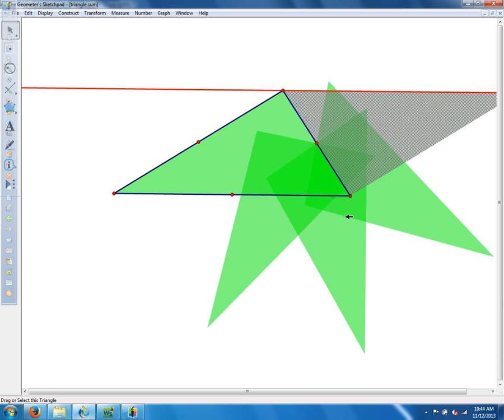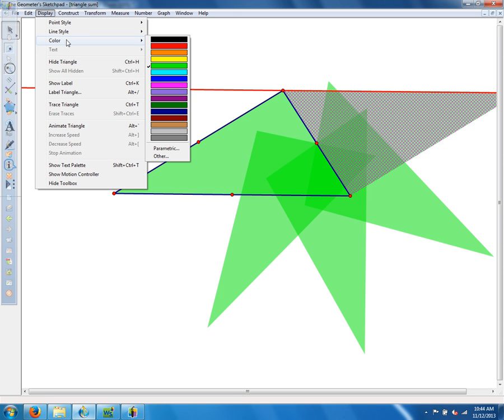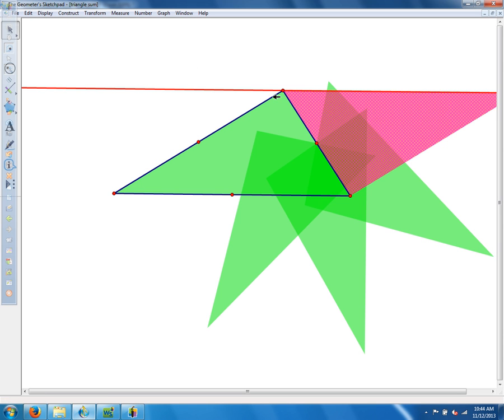So this triangle rotated around, and now it sits right in that space there. So let me color that. Let's color it red. So there's my red triangle that I've rotated around. So this angle rotates all the way around and touches right there.